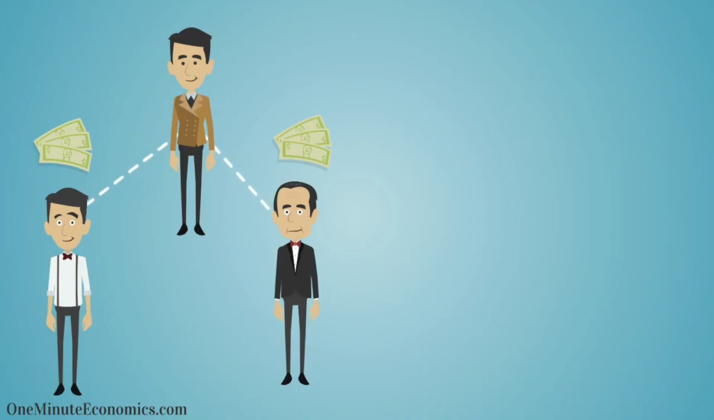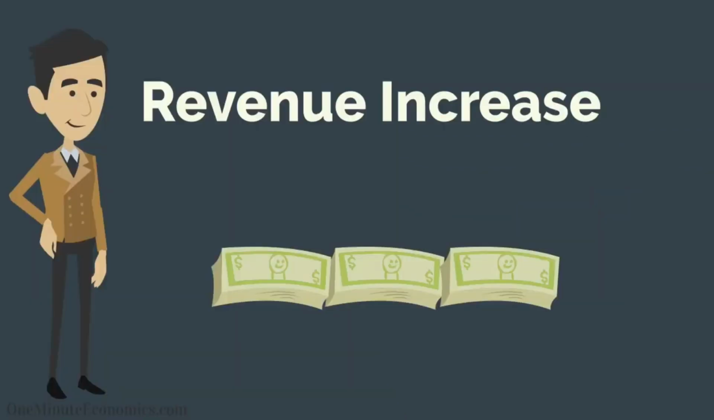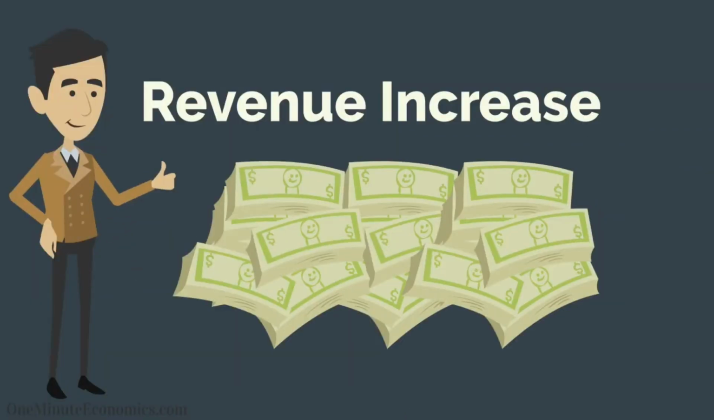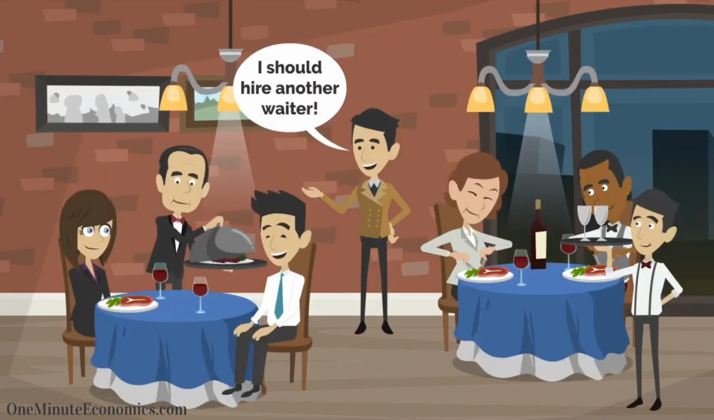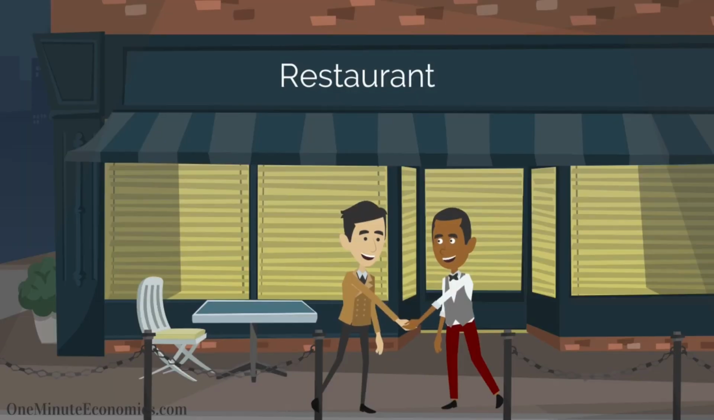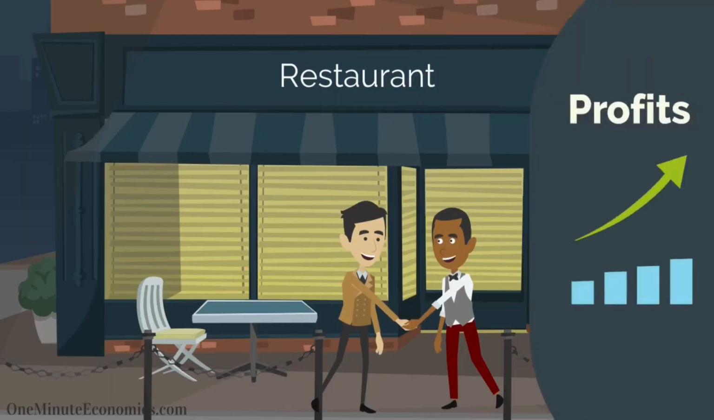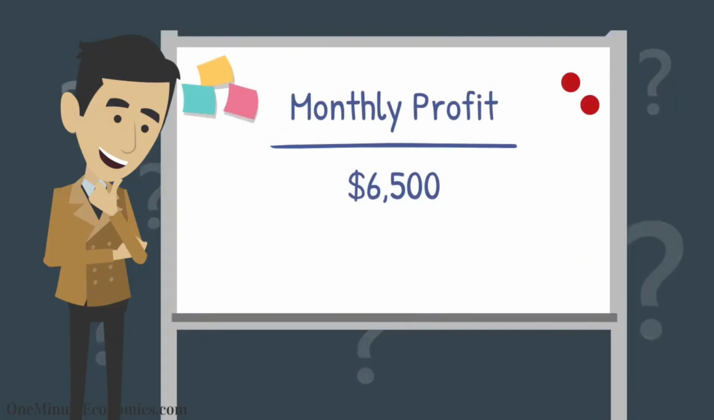Yes, he has to pay another person, but now his restaurant is actually efficient and profits go up because his revenue increase more than covers the salary of the waiter, with his monthly profit jumping to $6,000. Bill then decides to hire another waiter, and again, it works because his profit goes up, just not as dramatically as before. Still, it goes from $6,000 to $6,500.